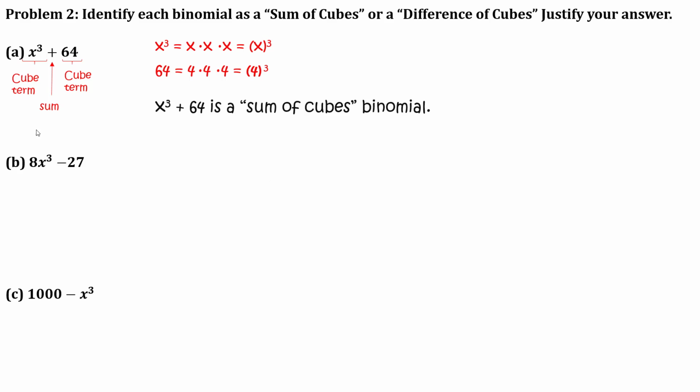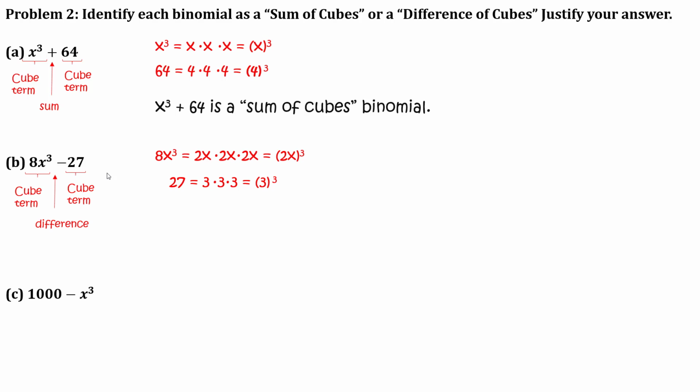All right, part B, 8x cubed minus 27. So 8x cubed I can write as 2x times 2x times 2x, or 2x cubed. So it's a cube term. 27 I can write as 3 times 3 times 3, or 3 cubed. So it's also a cube term. And the difference between the two terms, 8x cubed minus 27, cube term minus cube term. So this 8x cubed minus 27 is a difference of cubes binomial.